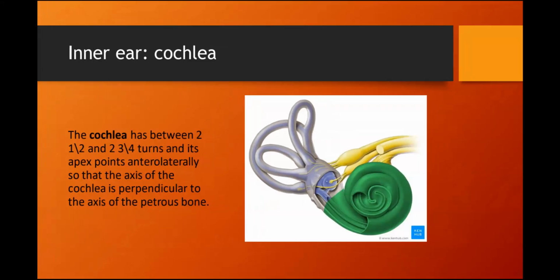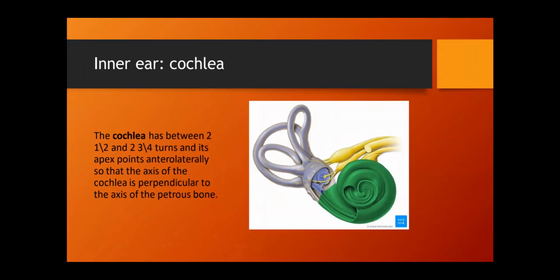And then we are talking about the cochlea. The cochlea has two and a half or two and three-quarter turns, and its apex points anterolaterally, so that the axis of the cochlea is perpendicular to the axis of the petrous bone.